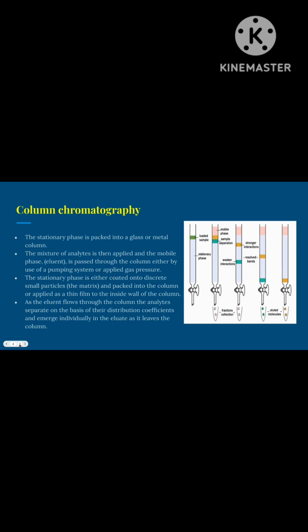Next one, column chromatography. The stationary phase is packed into a glass or metal column. The mixture of analytes is then applied and the mobile phase is passed through the column either by use of a pumping system or applied gas pressure. The stationary phase is either coated onto discrete small particles and packed into the column, or applied as a thin film to the inside wall of the column.